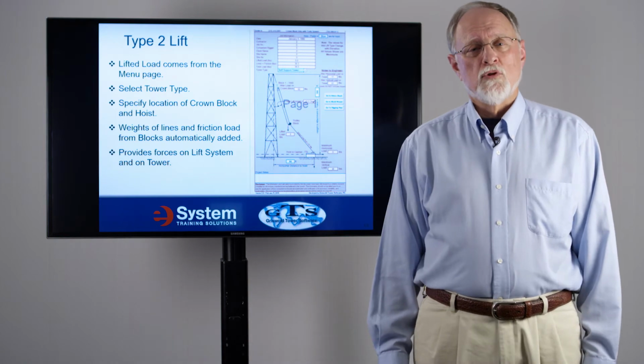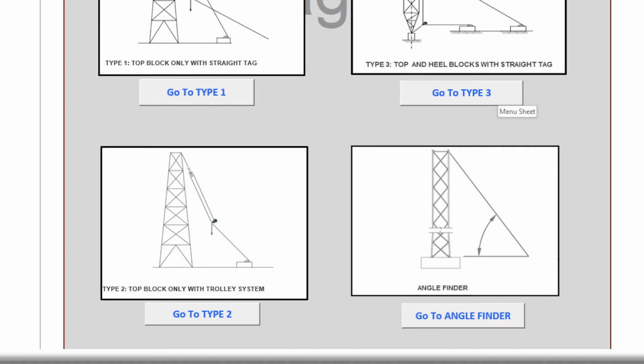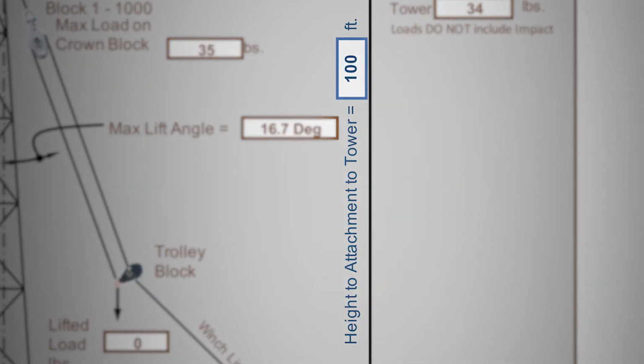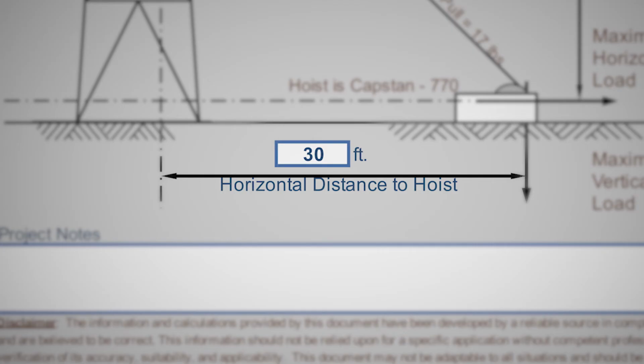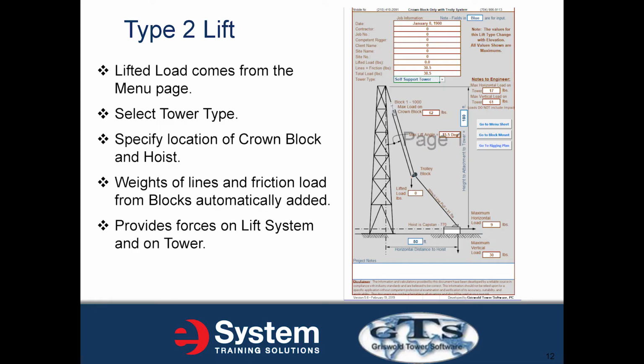Similarly, with the type 2 lift, the load's coming from the menu sheet. You're going to select the tower type. You're going to specify the location of the crown block and the distance out to the hoist. Once again, the weights of the lines and the friction from the blocks is being automatically added. And again, it is providing the forces on the lift system and on the tower.